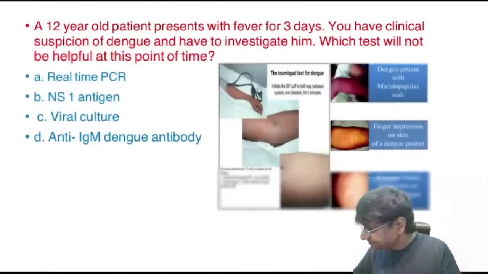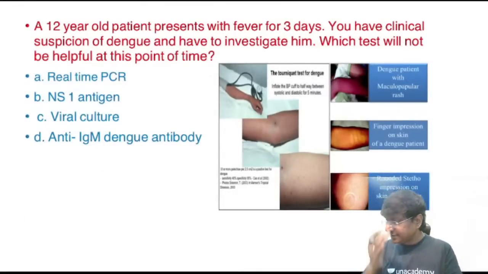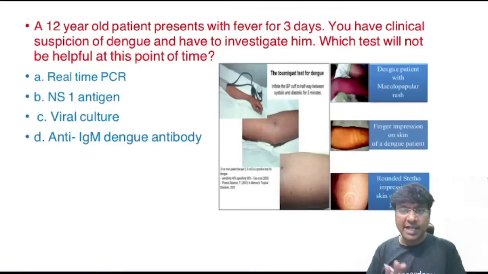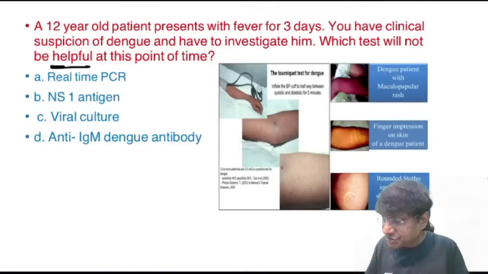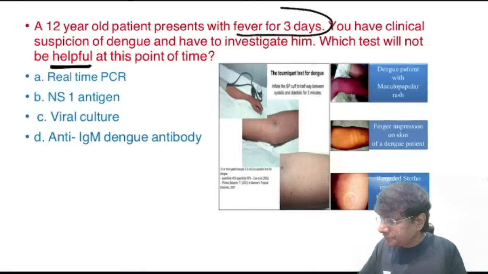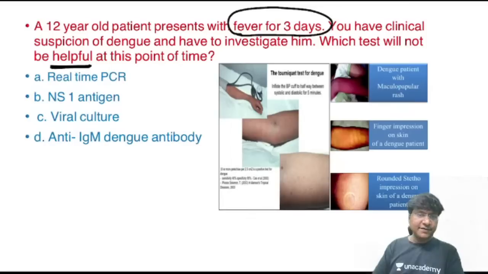Next, let us see the next question. A 12-year-old patient presents with fever for 3 days. You have a clinical suspicion of dengue and have to investigate him. Which test will not be helpful at this point of time? Fever for 3 days.